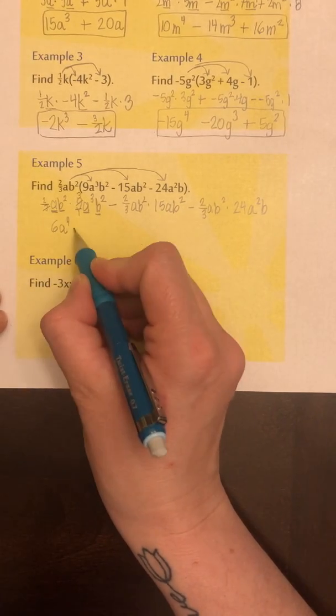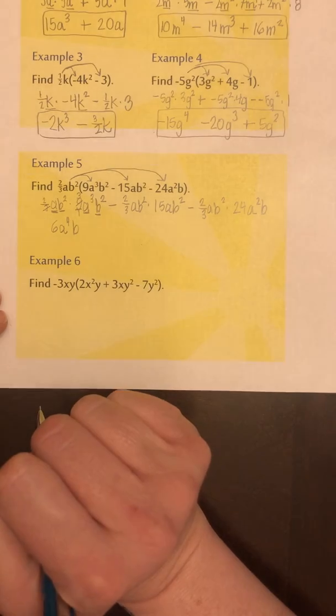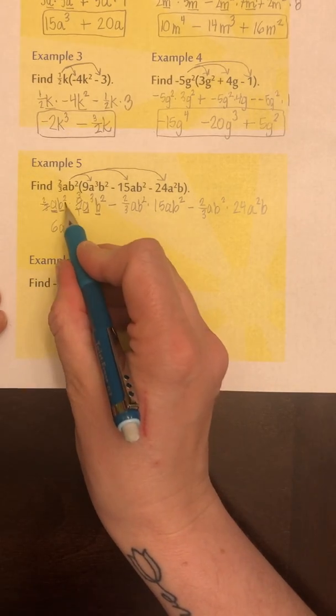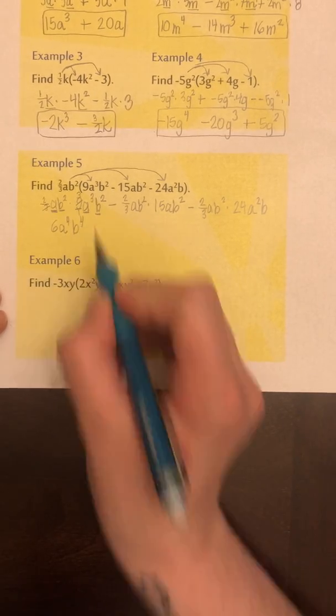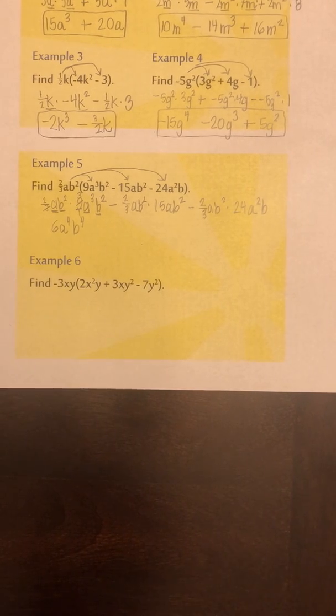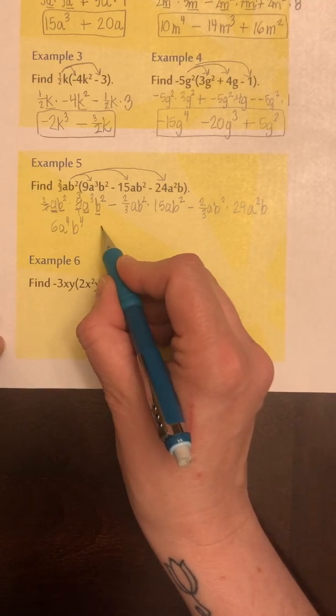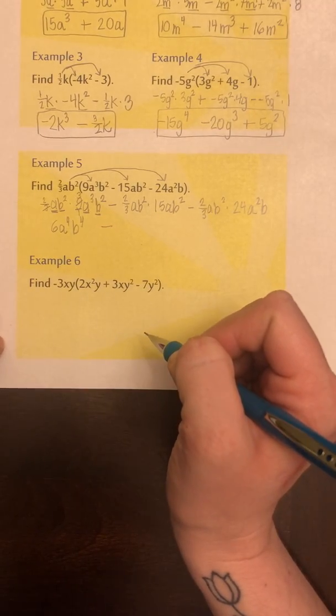Then I notice that I have the same base of b. So I'm going to keep the b, add the exponents. 2 plus 2 is 4. So my new term in the front is 6a to the 4th power b to the 4th power minus. Now let's go to what's going on here in the middle.